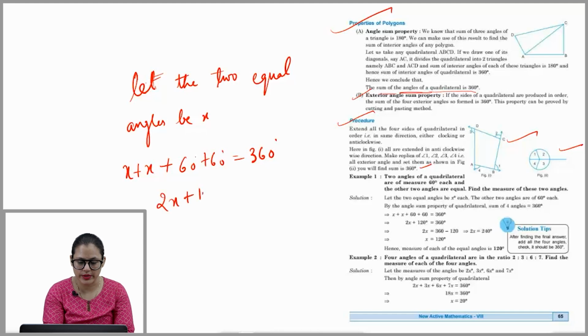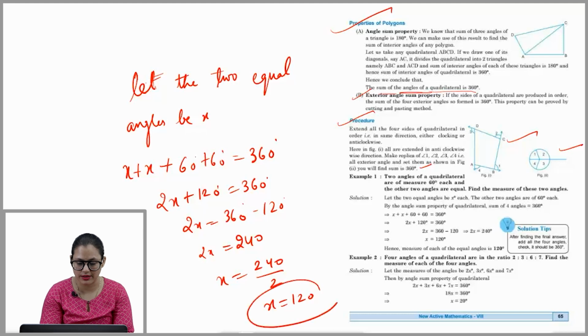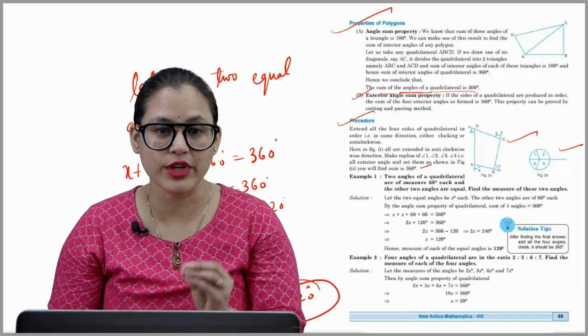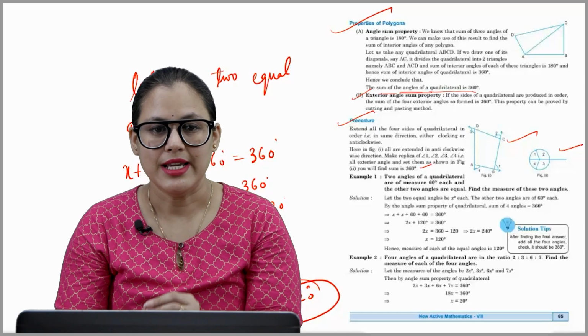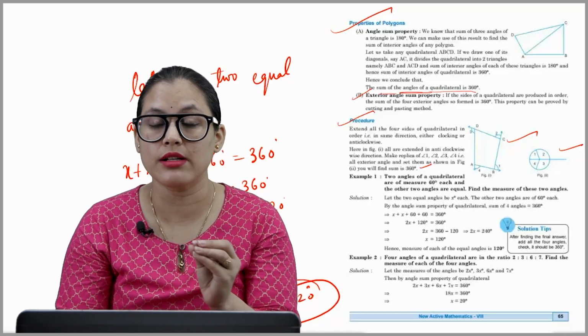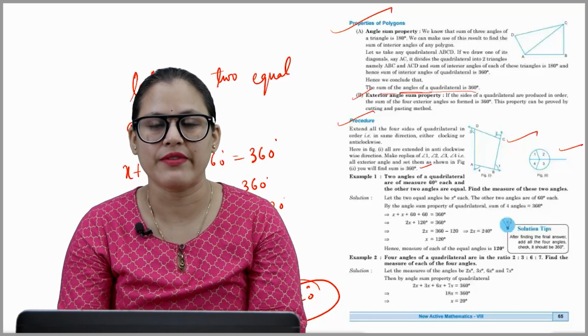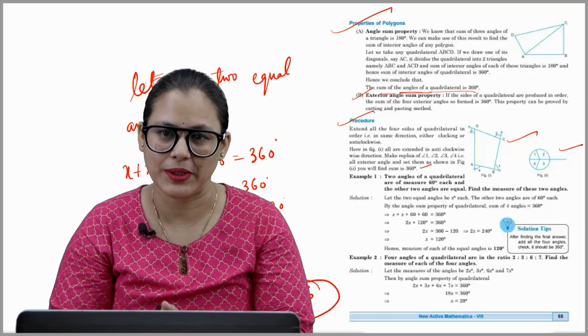2x plus 120 degrees is equal to 360 degrees. So 2x is equal to 360 minus 120 degrees. 2x is equal to 240 degrees, and x is equal to 240 divided by 2, which is 120 degrees. Okay. Hence the measure of each of the angles is 120 degrees. Similarly, you will do example 2 also. Here a ratio of the angles of a quadrilateral is given. So you will let the measure of the angles be 2x plus 3x plus 6x plus 7x is equal to 360 degrees. Okay.